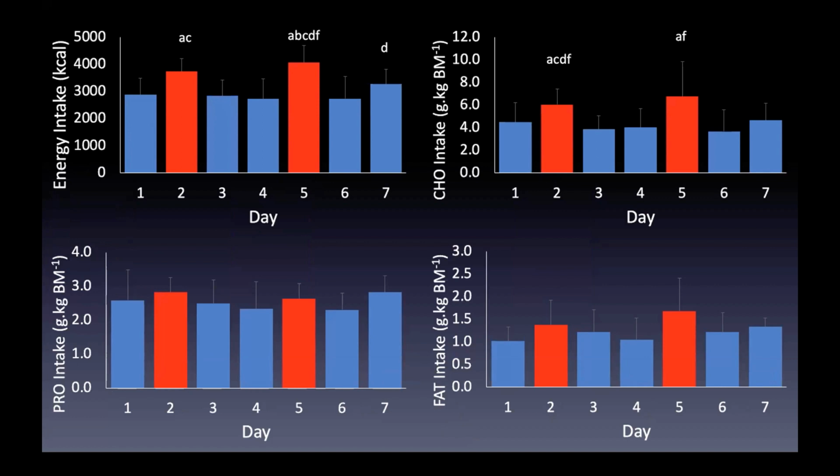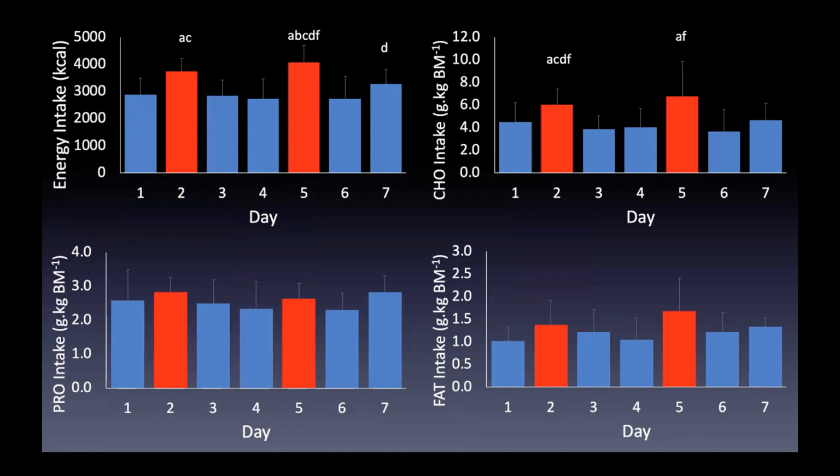Then we take a look at the macronutrient intake. Look at the graph in the top left, and you can see days 1 to 7 there. Day 2 and day 5 in red are the games, and the blue bars are the training days. The red bar on day 2 is statistically different to days 1 and 3. And the red bar on day 5 is significant to every other day.